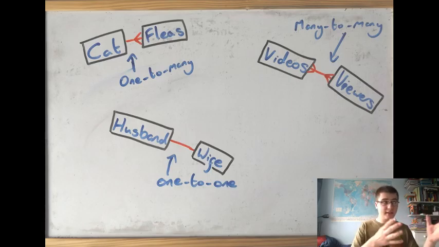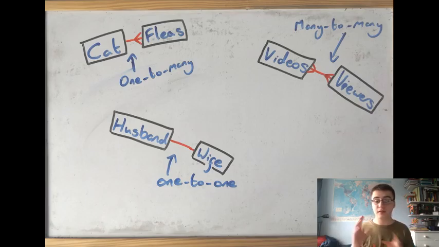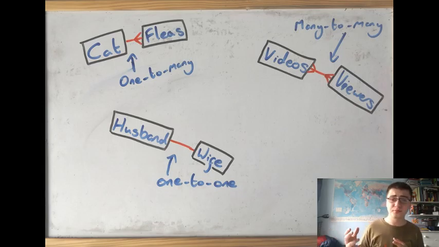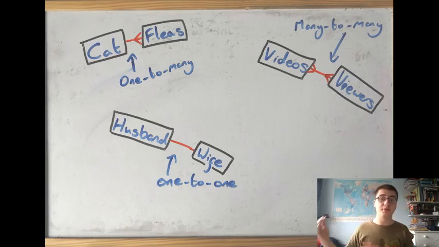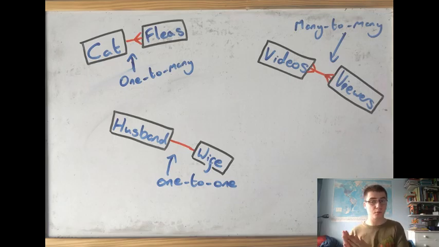So yeah, these are different relationship diagrams. So you have one to many, which is the cat to fleas. Then you have many to many, which is my example of videos to viewers. So I have multiple videos being viewed by multiple viewers, and then you have one to one, which is husband to wife. So in most cultures, you'll only have one husband to one wife.